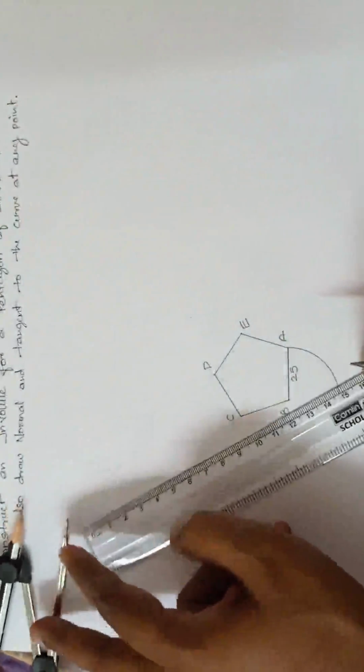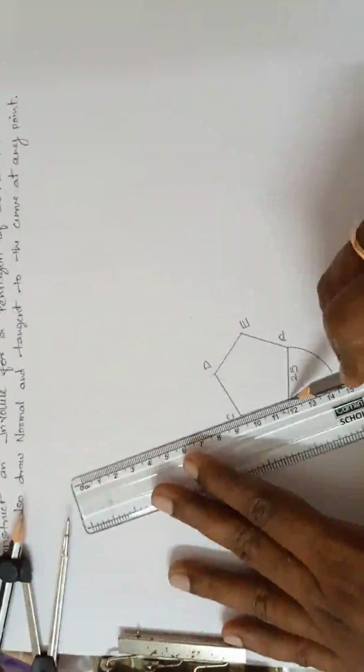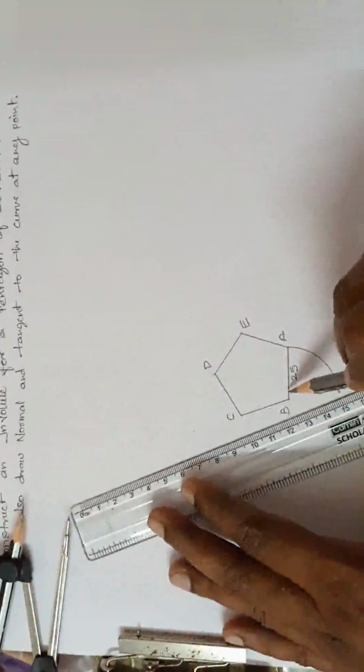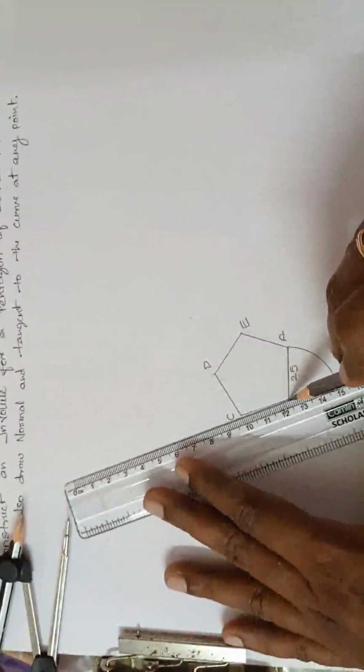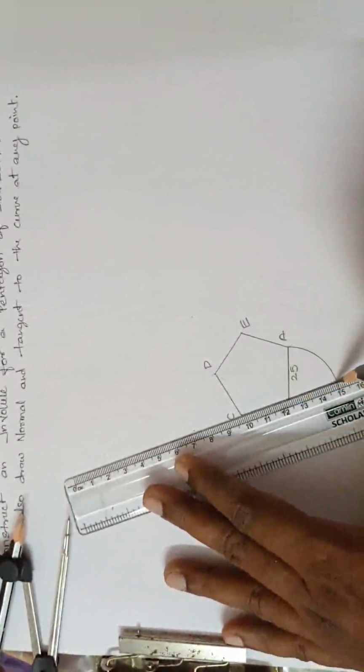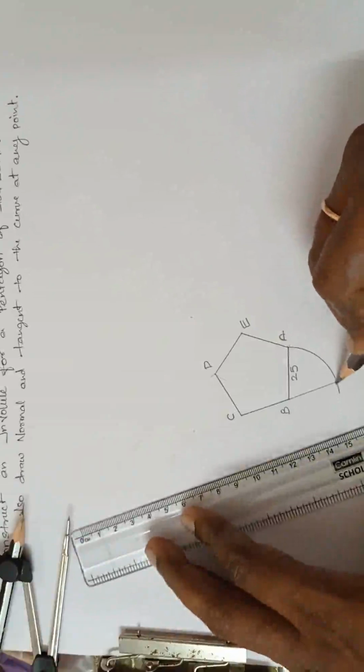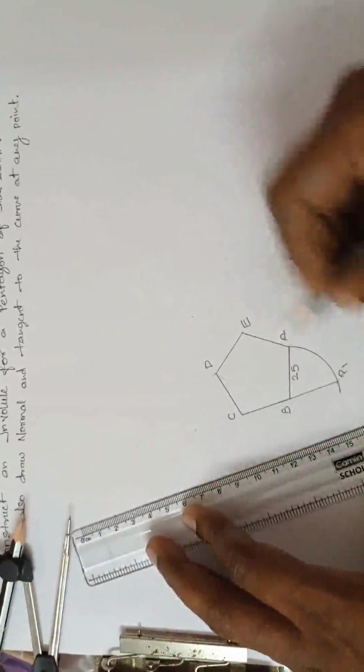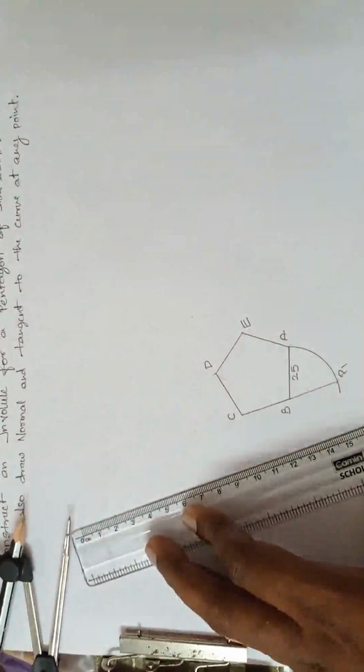Now what am I doing? After AB, the next side is BC. So from BC, I am drawing a straight line extension. See here, this is point P1. Done.